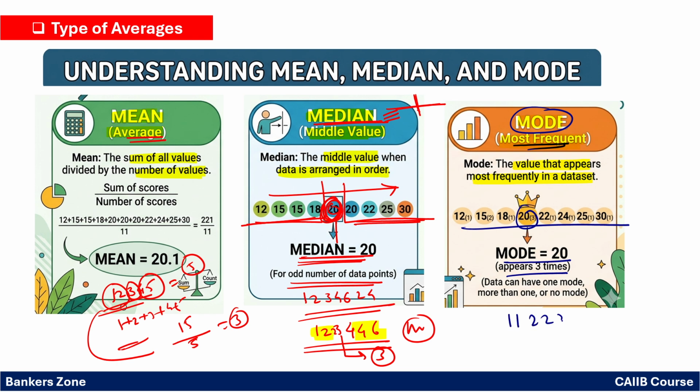For example, see, 1, 1, 2, 2, 3, 3, 1, 5. In that data set, what is the mode? You can observe here that 1 appears 3 times. So I can say the mode will be 1 because 1 appears 3 times, right? So mode is simply the number which appears the maximum number of times.